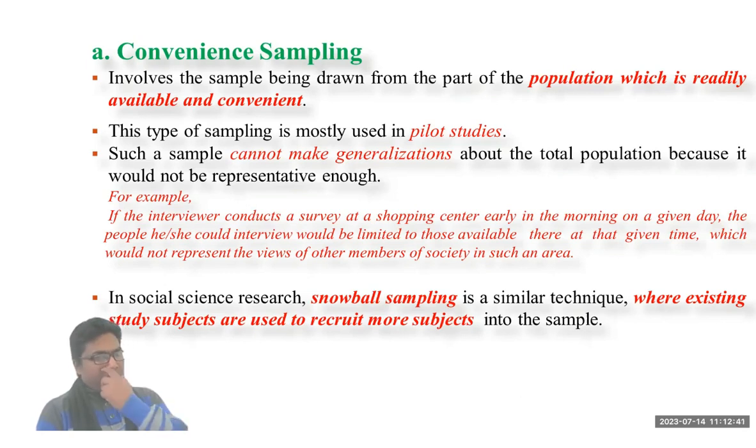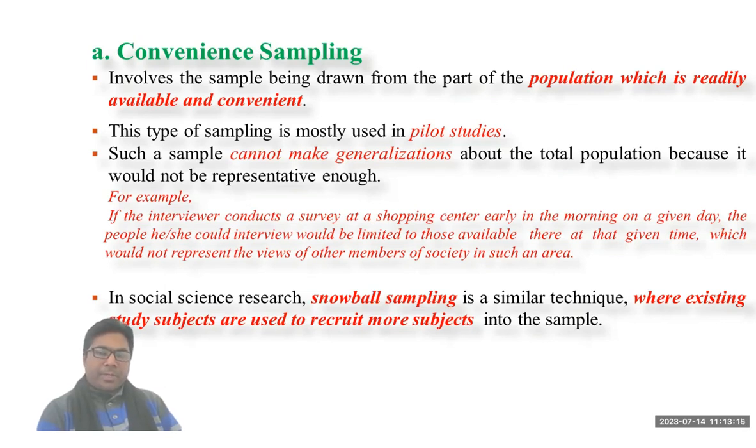Let us take an example. Suppose you are studying HIV patients. You contact one HIV patient and collect the information from him or her. The same patient, or the same participant, will give you the contacts of a few more patients suffering from HIV. This is how you collect more and more participants in your research.